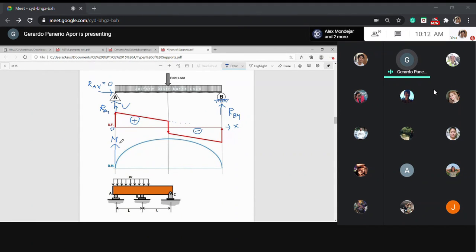This is a function of x, so it varies with the distance x, no? Moment. Okay. So while this one is going there, it is also x in meters. Okay. Now you have two areas, positive and negative, and this area is not a rectangle. What is the name of this shape?